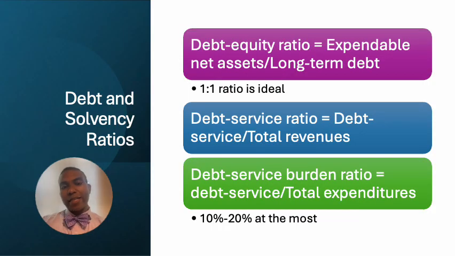All right, let's go into the next category of debt and solvency ratios. Here we have three ratios again: the debt to equity ratio, the debt service ratio, and the debt service burden ratio. The debt to equity ratio helps us determine a college's ability to access long-term credit and debt based on its expendable net assets and current debt levels.